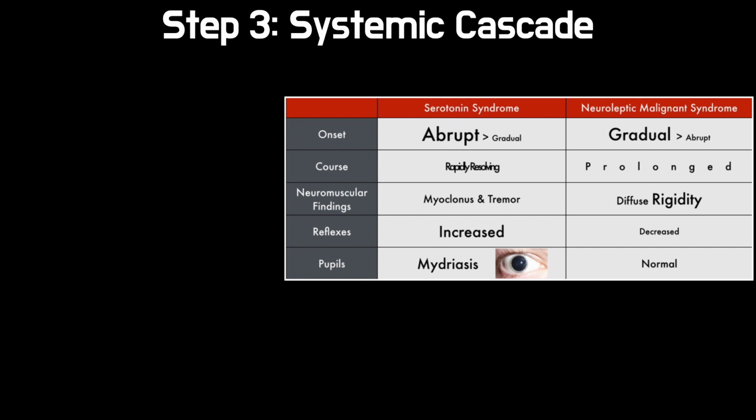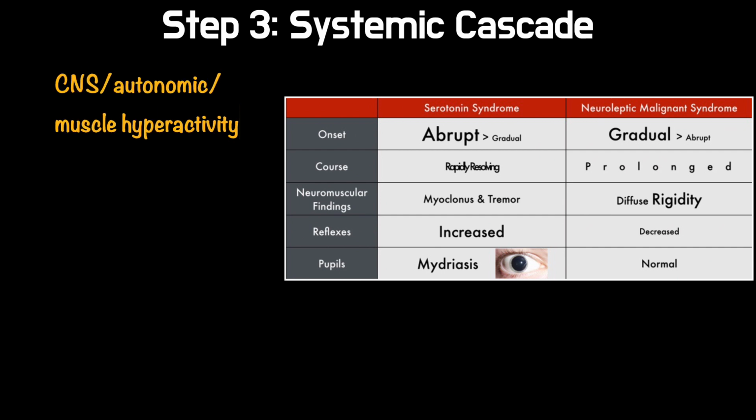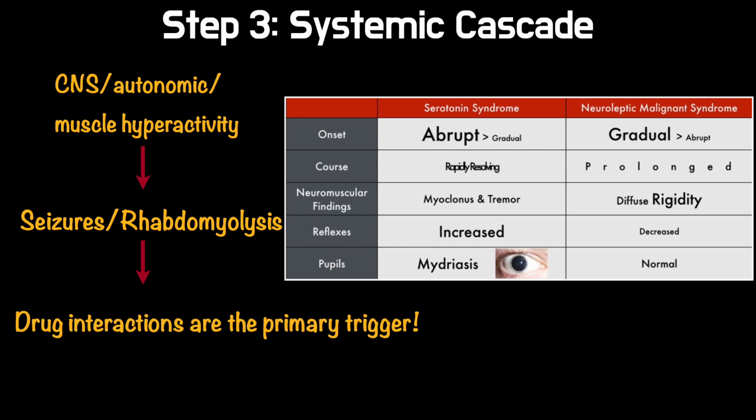So talking about step 3, there is a triad, obviously: CNS, autonomic, and muscle hyperactivity happens, and in severe cases that leads to seizures or rhabdomyolysis, right? And then drug interactions are the primary triggers for this, and the clinical manifestations of serotonin syndrome can be mental or autonomic.